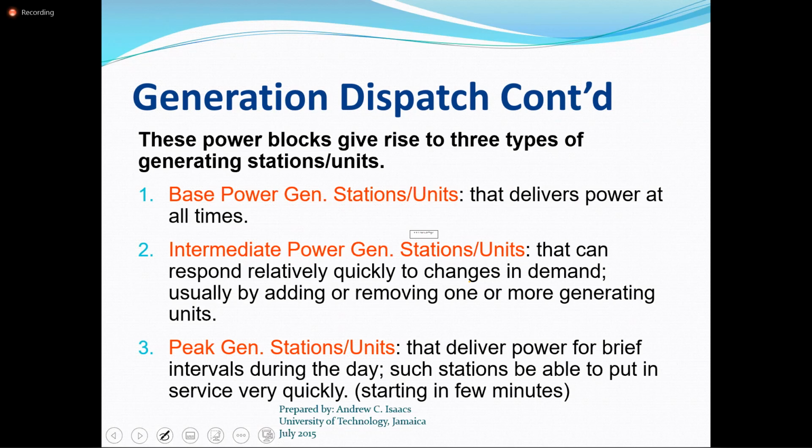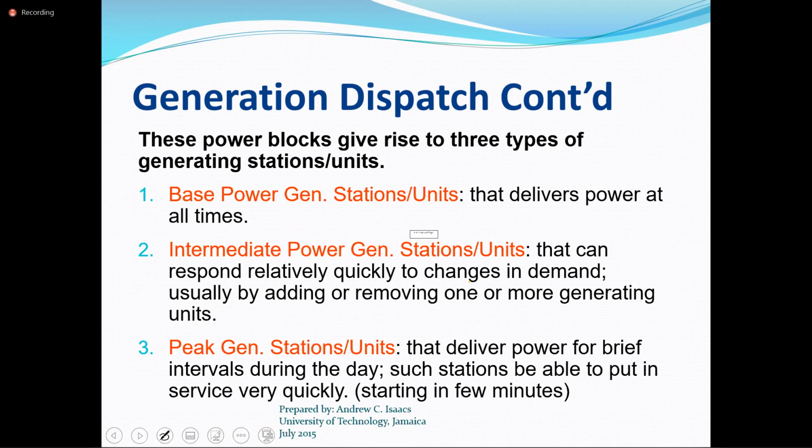Now, folks, when you start a generator, it costs money. So even before it delivers 1 megawatt of energy, it costs. And not only does it cost to start it up, it costs to shut it down. So keep that in mind.